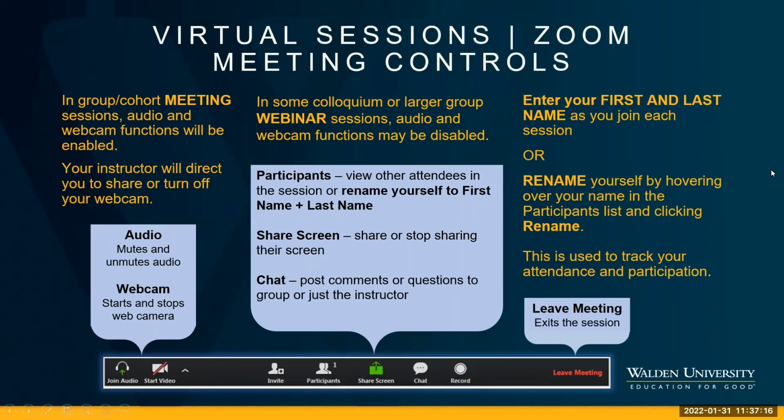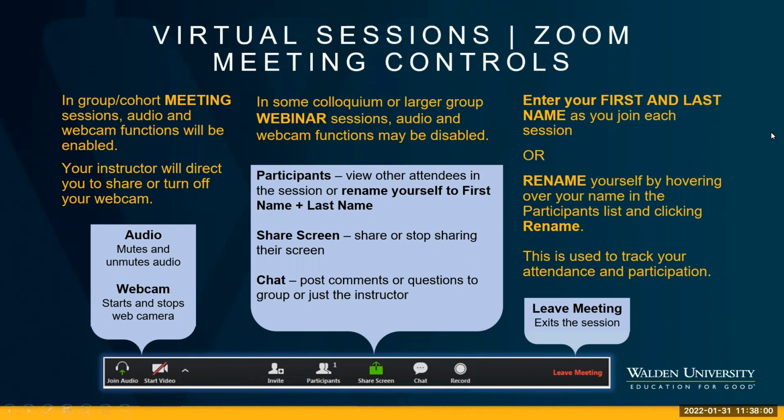Once you are in the Zoom meeting room, you'll have a number of different controls on your toolbar. In your group and cohort meeting sessions, you will have audio and webcam functionality. You will use each of those buttons to either mute and unmute your audio or start and stop sharing your web camera. Again, remember your instructor will be directing you on when to share or turn off your webcam. In some of your larger colloquium or larger group webinar sessions, audio and webcam functionality may be disabled.